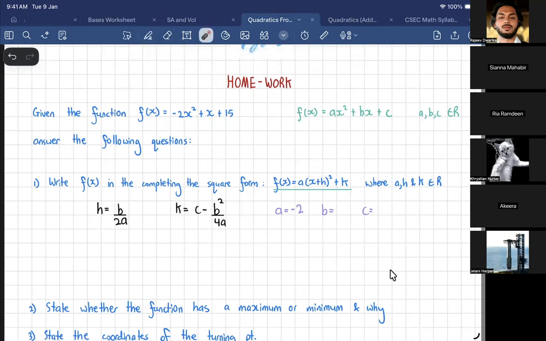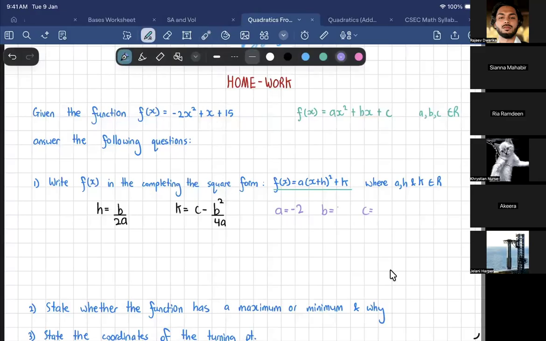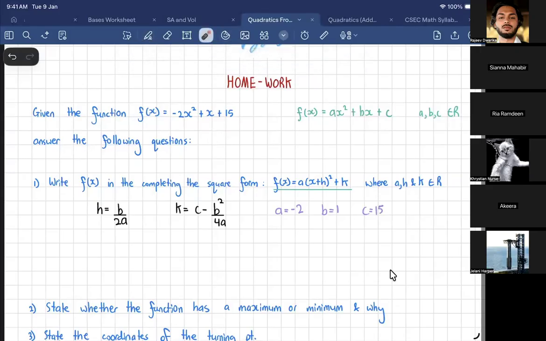Look at bx and look at x. You're not seeing a number in front of x, but tell me how many x's you have there. 1. Right, it is 1. Because remember, the coefficient, the number in front of the variable, tells you the number of variables you have. We just have 1, so 1x. And what is c? 15. Great. So we can now use that information to find h and k.